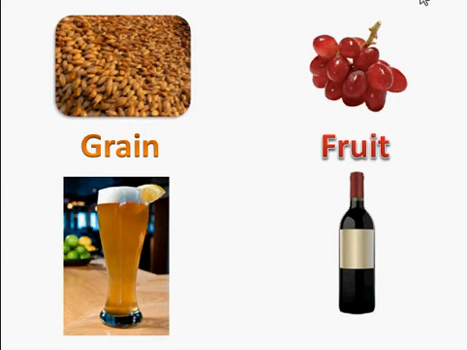Like beer brewing, winemaking also involves fermentation of glucose molecules into ethanol and CO2. The only difference is the source of glucose. In beer, the source is grain. In wine, the source is grapes, normally red grapes or white grapes.